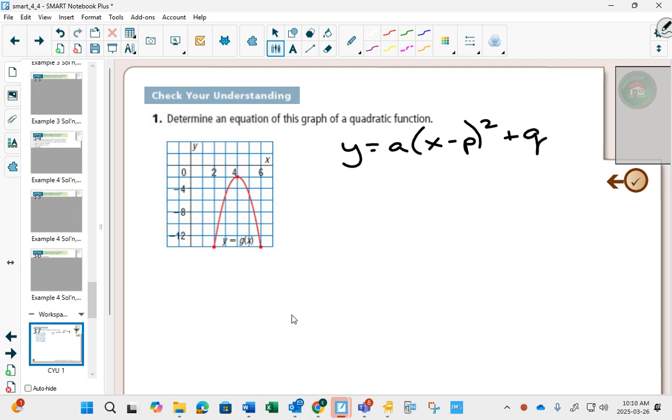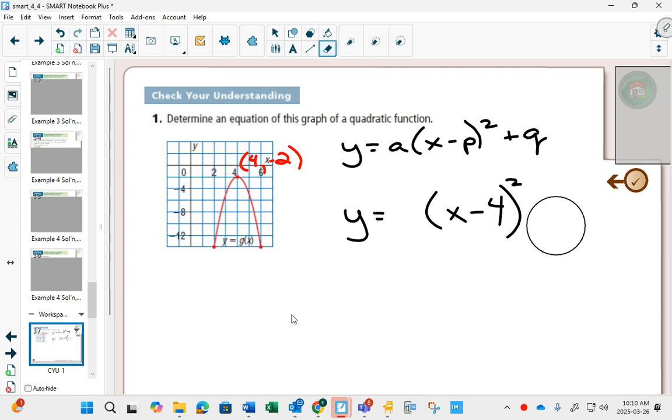Looking at the graph, can you tell me where the vertex is? Well, I could go to my graph. The vertex looks like it's at 4, comma, you gotta be careful here because they're going by 2's. 4, comma, -2. So because it's 4, comma, -2, I would already know, I'm gonna leave some spaces here, it would be x minus 4, and then -2. Always the opposite sign inside the brackets there.